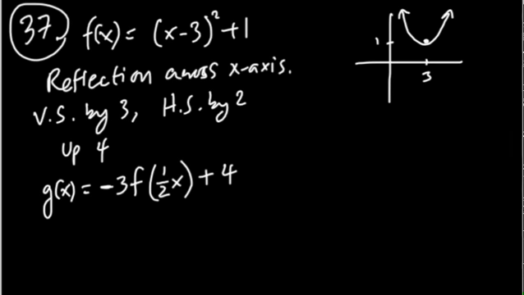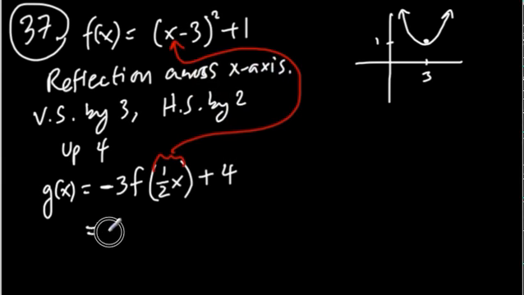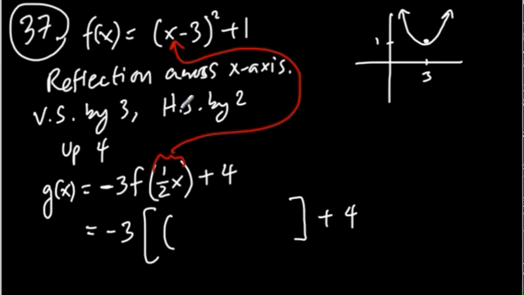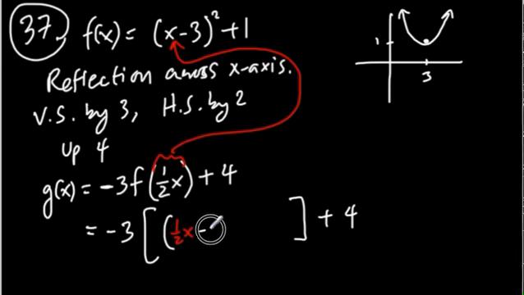Okay. So keep in mind, all we're doing is we're taking this argument here and plugging it into that x over there. So what I'm going to do is put a bracket for the f. So it's going to be negative 3, then a big bracket, and then plus 4 at the end. So let's look at what's going on here. So this half x will replace that x over there. So it's half x minus 3, squared, plus 1.